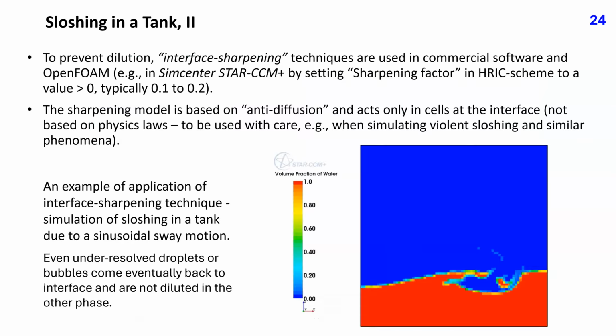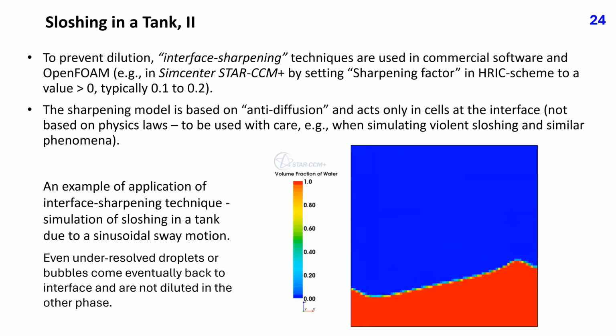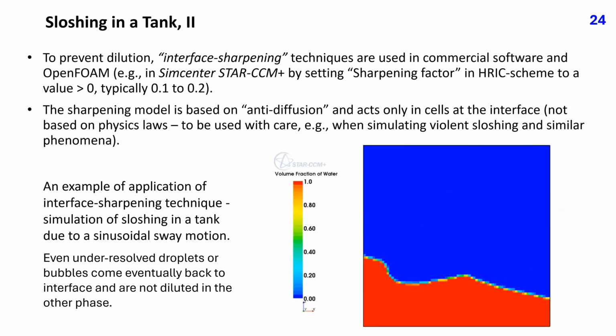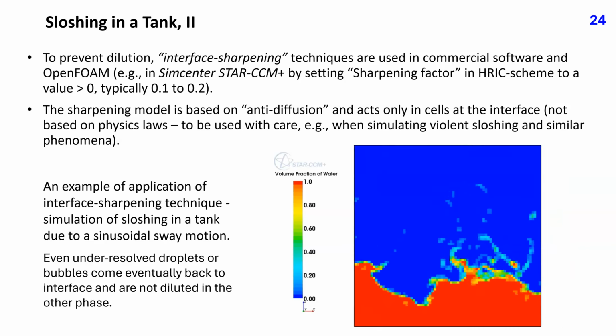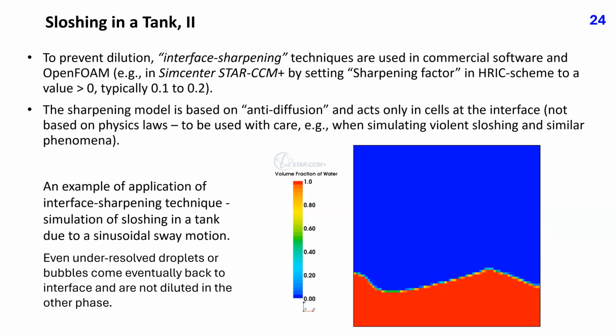To prevent liquid dilution into the gas phase, interface sharpening techniques are used in commercial software and OpenFOAM. For example, in SimCenter StarCCM+, this is done by setting the sharpening factor in the high-resolution interface capturing scheme to a value greater than 0, typically 0.1 to 0.2. The sharpening model is based on anti-diffusion and acts only in cells at the interface.